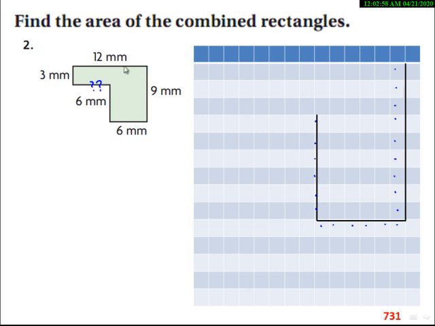I'm gonna complete from the top. I'm gonna draw 12 millimeters. 1, 2, 3, 4, 5, 6, 7, 8, 9, 10, 11, 12 squares means 12 millimeters. Great job. I'm gonna complete 3 millimeters. 1, 2, 3. Yes. Great. Now I can join this point with the last point.